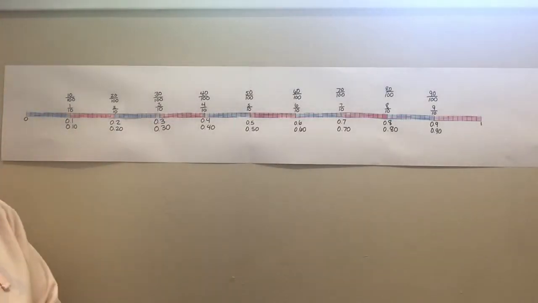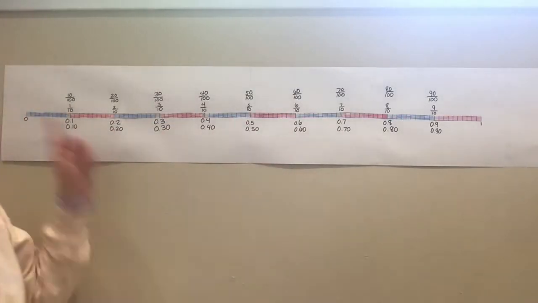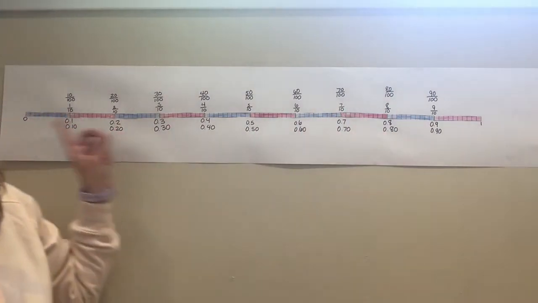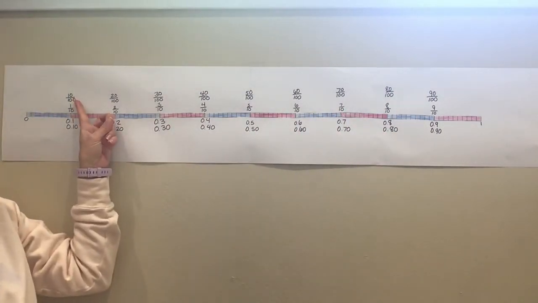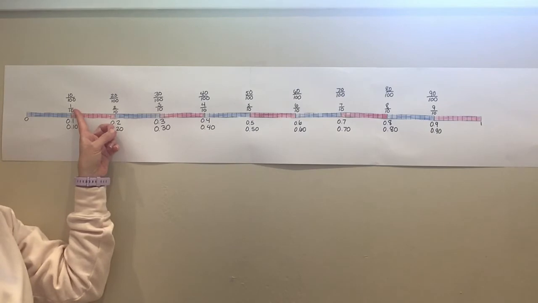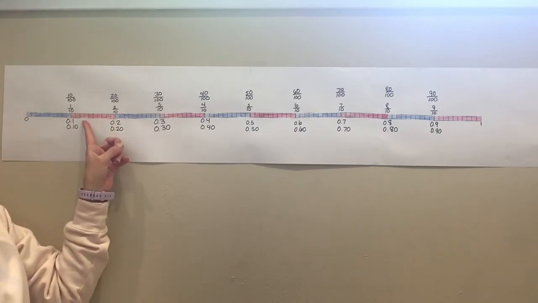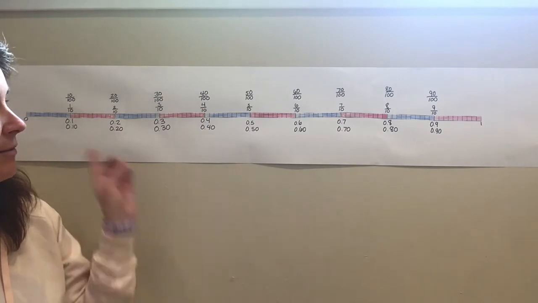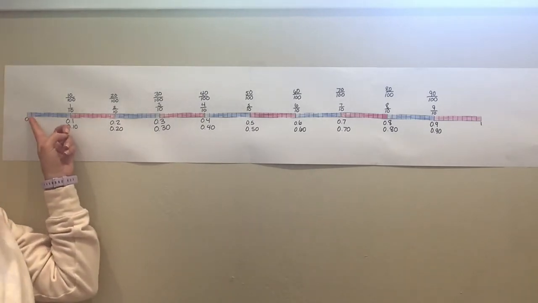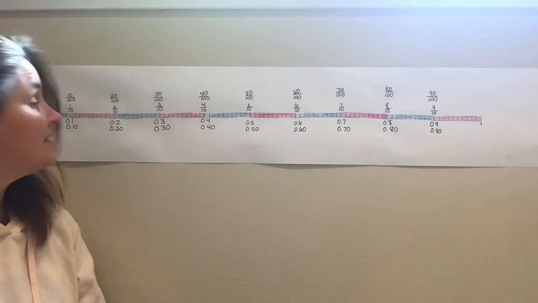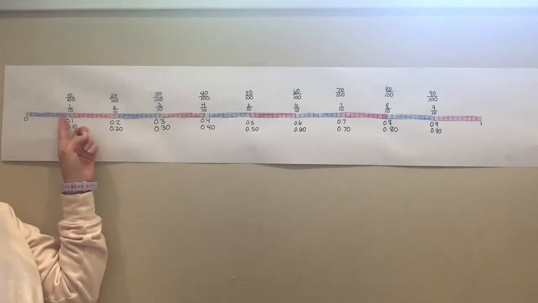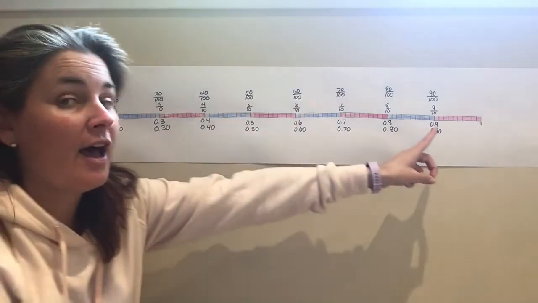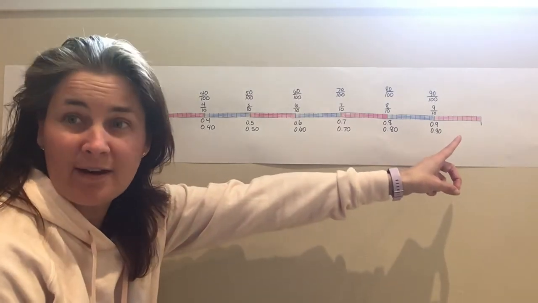Our labeled decimal strip, here it is, 0 to 1, filled in with fractions and decimals to show tenths and 100ths. And remembering that each one of these is 1 centimeter by 1 centimeter, and so there are 100 centimeters, so it is 1 meter long.